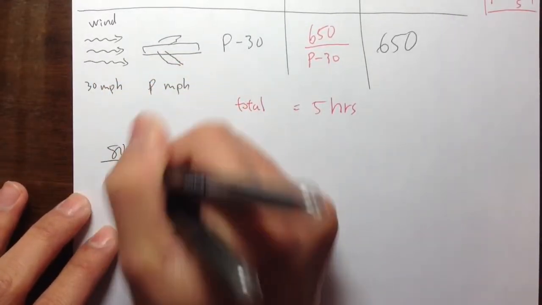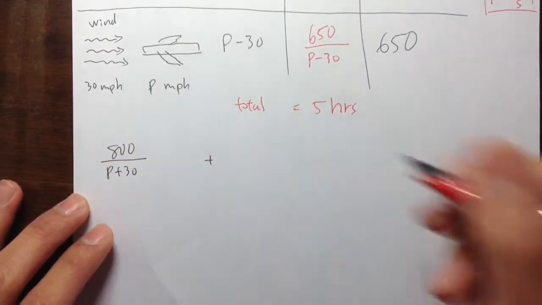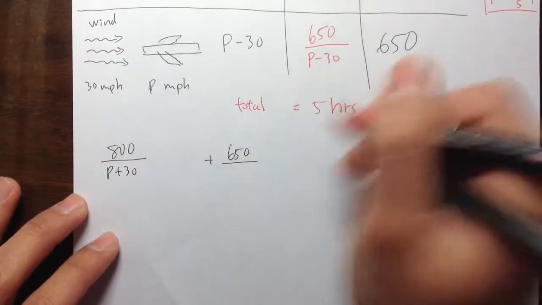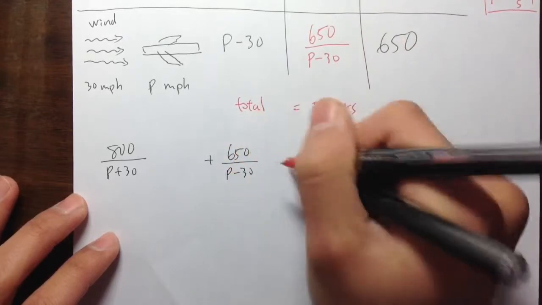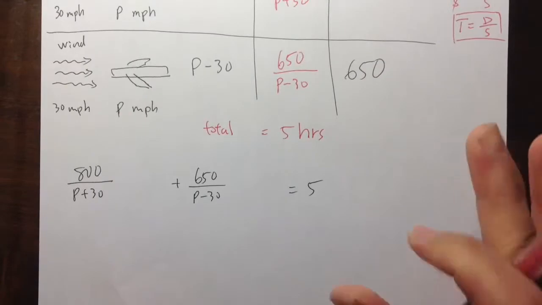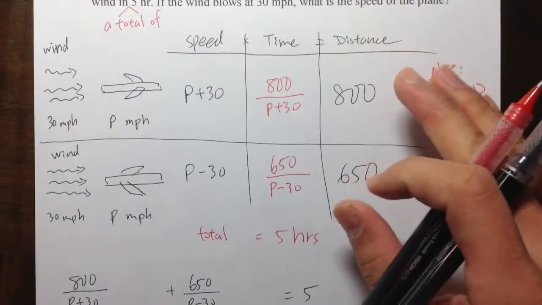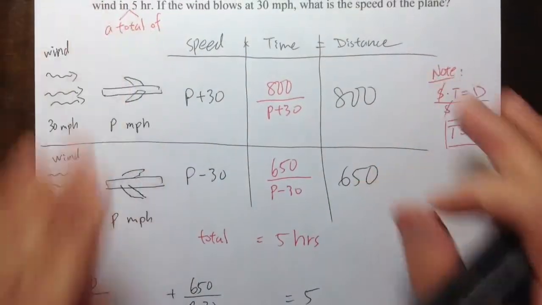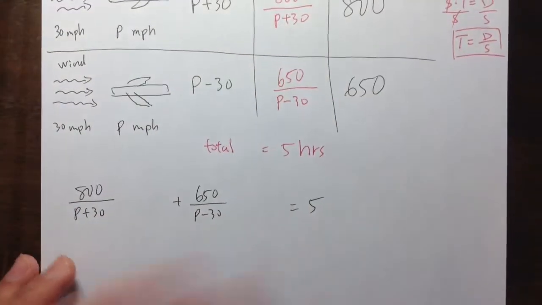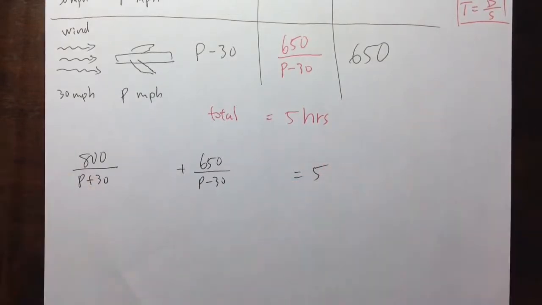800 over p plus 30, and then plus 650 over p minus 30, and that's equal to 5. This is exactly how the book wants us to solve it. Set up the chart, and if you want to draw the pictures, that's fine, but you want to set up this equation and then solve it. And just for some practice, let me do this the book's way.